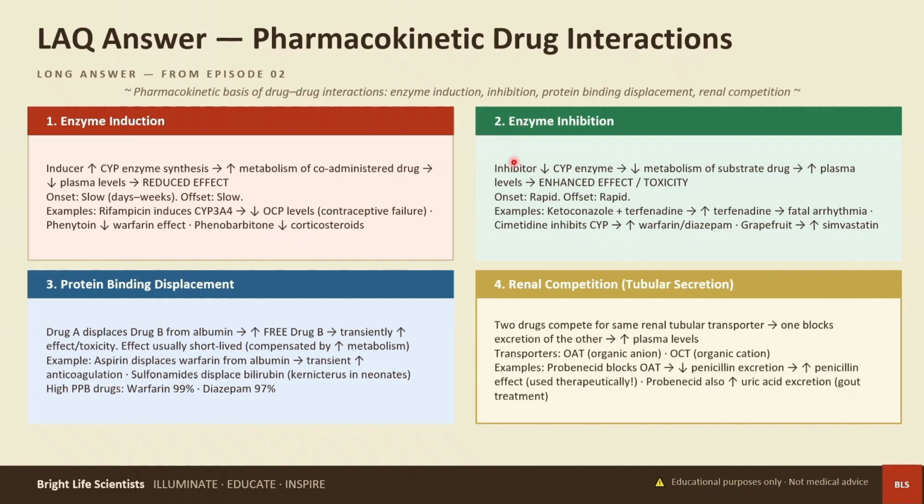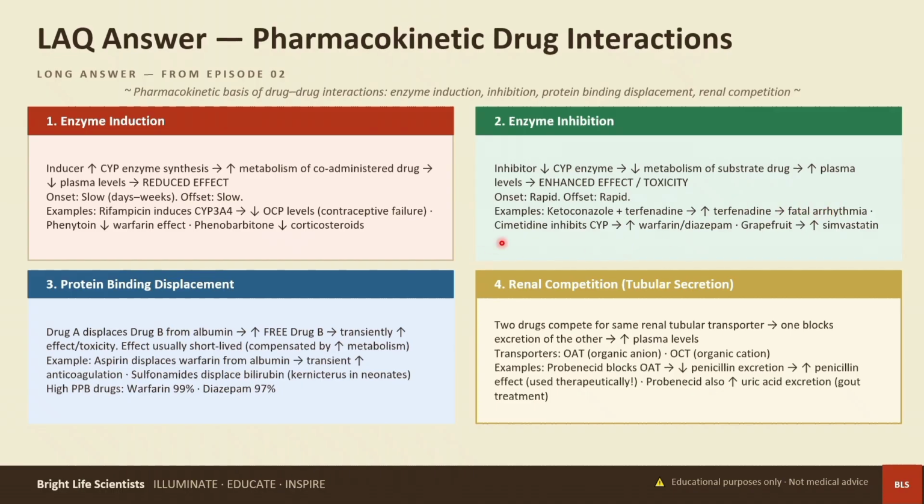An inhibitor blocks CYP enzyme activity. This slows the metabolism of substrate drugs, raising plasma levels, leading to enhanced effects or toxicity. Onset is rapid and offset is equally rapid. Examples, we have ketoconazole with terfenadine. They cause fatal cardiac arrhythmias. These interactions actually led to terfenadine being withdrawn.